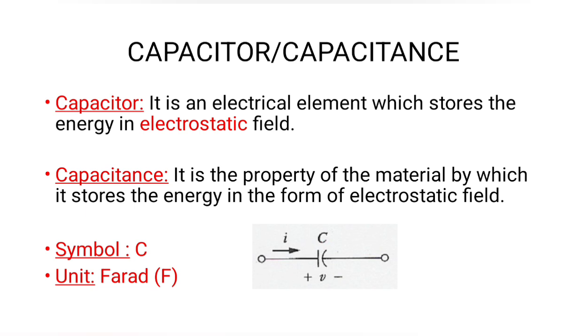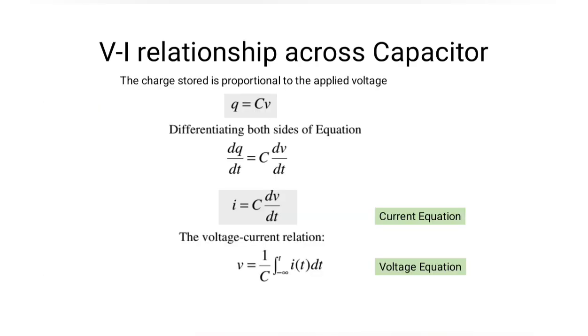Our next passive element of discussion is the capacitor. It is an electrical element which stores the energy in an electrostatic field. The property of the material by which the element stores the energy in the form of electrostatic field is called capacitance. Here is the pictorial representation of a capacitor. The symbol is C and the unit for the capacitance is farads.